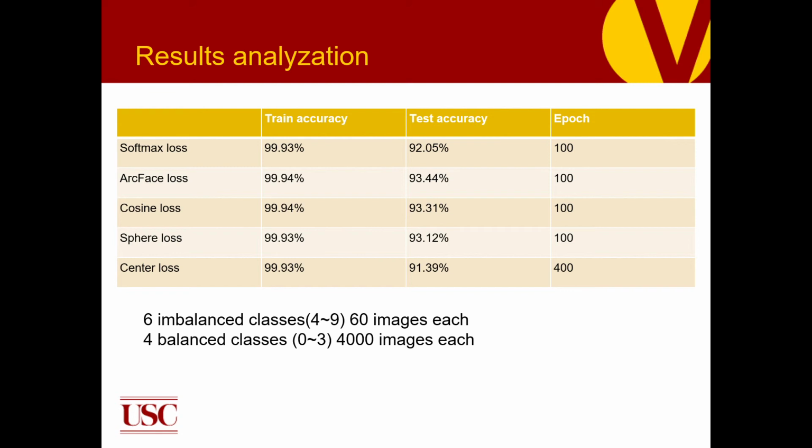These are the results of all kinds of loss functions. For the softmax, ArcFace, cosine, and sphere, we trained it with 100 epochs. Compared with softmax loss, the test accuracy of these three loss functions is higher than the softmax loss. For the center loss, because it is hard to converge, we train it with 400 epochs, and the test accuracy is the lowest one.